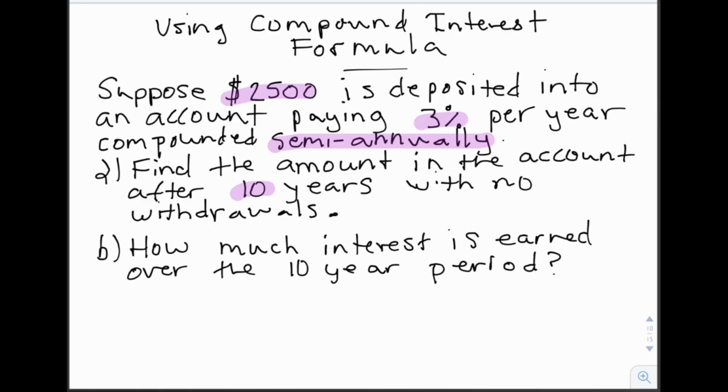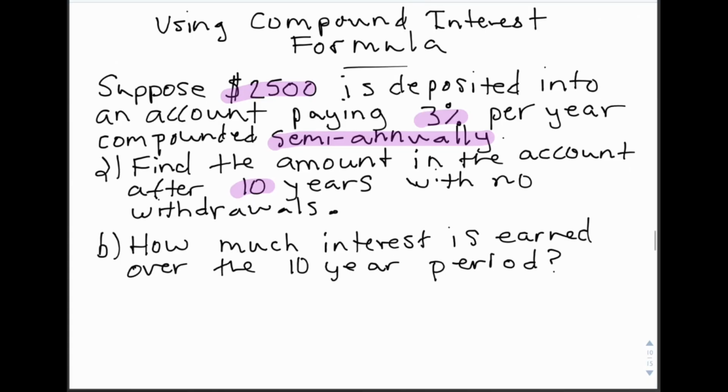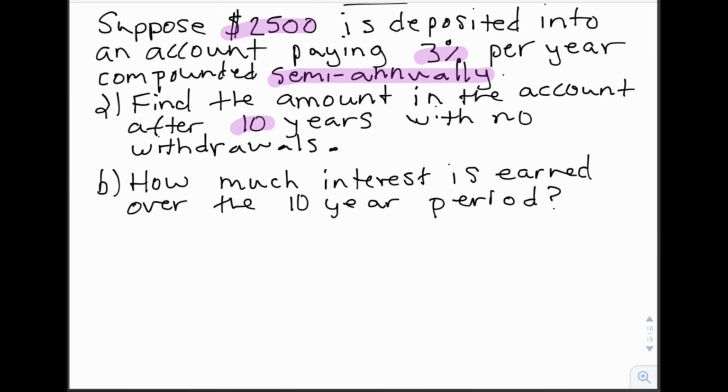So what do we want to do? Well, first let's go ahead and write out the information that we know. So for part A, we know that our P, which is equal to our amount initially deposited, is going to be 2,500. What else do we know?